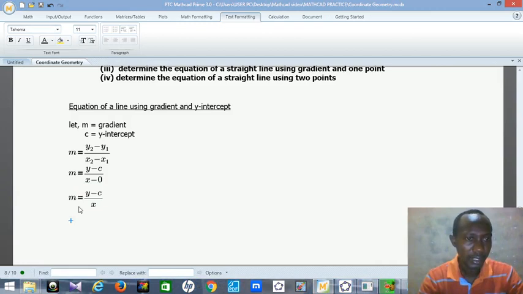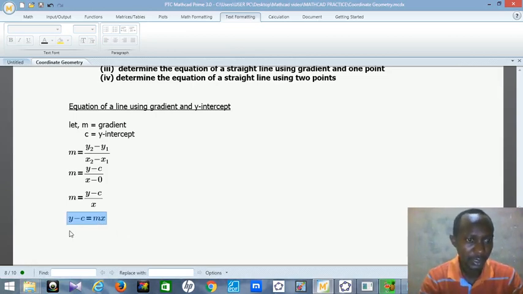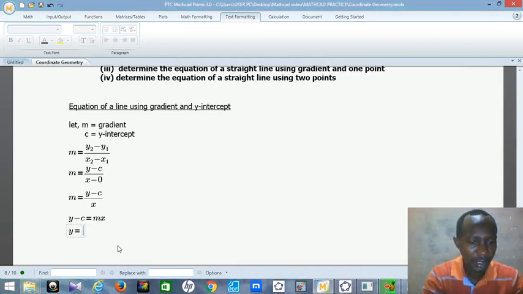Then when you cross multiply, x will multiply m. You are now going to have y minus c is equal to mx. You know how to cross multiply; this is just basic algebra steps. Then the minus c comes to the other side of the equation, making y the subject of this equation, which is y equals mx plus c.